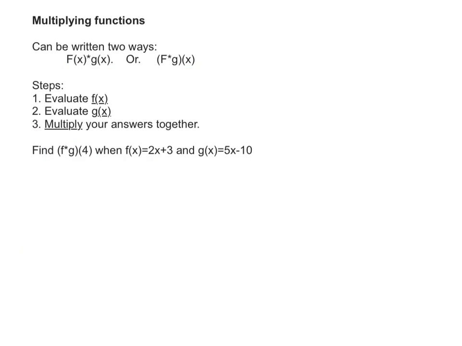Alright, for multiplying, this can again be written in two ways. F of x times g of x, or f times g of x. Same thing. Our steps are the same. You're going to evaluate f of x, then you're going to evaluate g of x, and then since this is multiplying, you are going to multiply your answers together. For example, we want to do f times g of 4. So for f of x, we have 2x plus 3. We're multiplying. And then g of x is 5x minus 10.